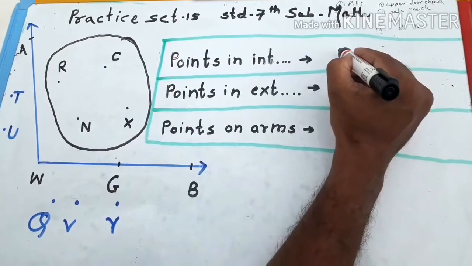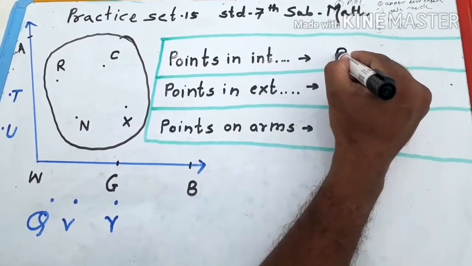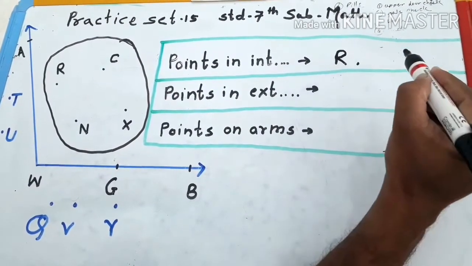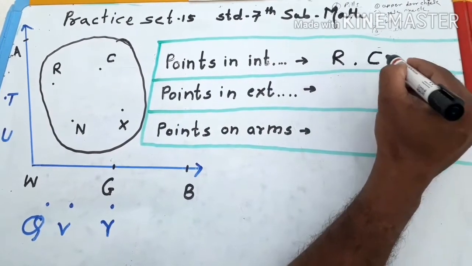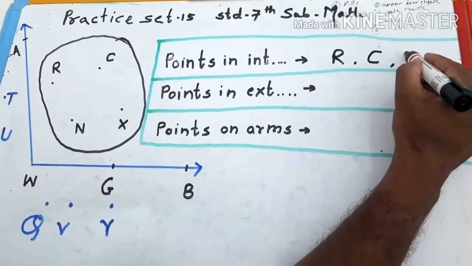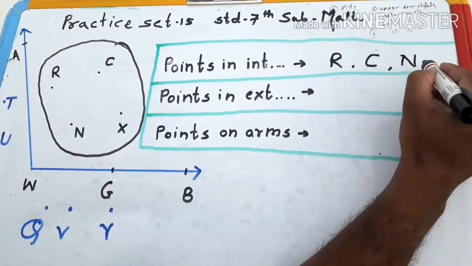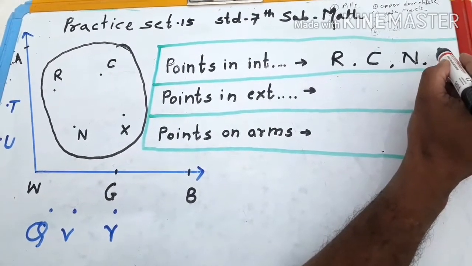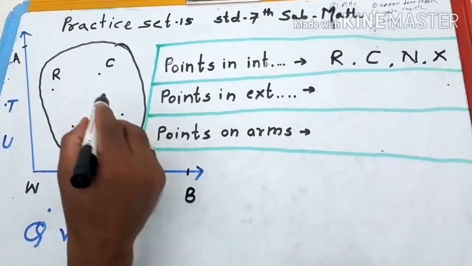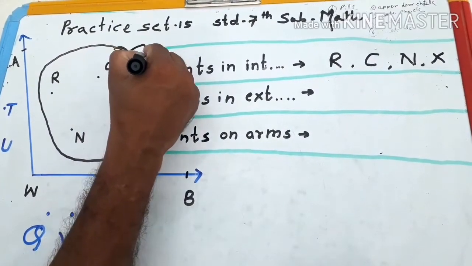Here point R is interior, point C is interior, point N is interior again, and point X is interior. These 4 points are interior points.